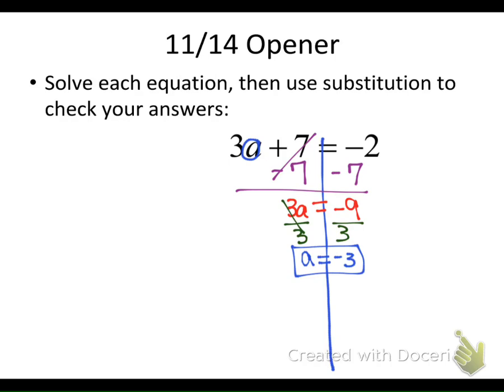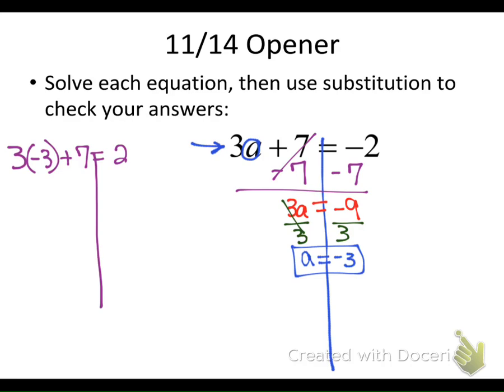I'm going to rewrite my equation. So I'm going to rewrite this here. But this time, instead of putting 3 times A, what am I going to substitute for that A? What type of 3? -3. So I'm going to rewrite my equation. So 3 times, what do I substitute for my A? Plus 7 equals 2. So now you're just going to simplify each side of the equation using, since there are no variables here, we're just simplifying. We're going to use order of operations the correct way.